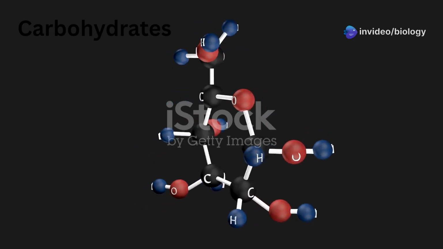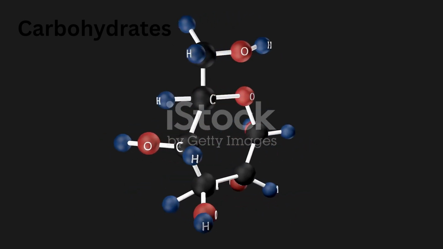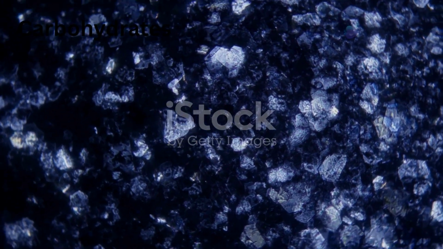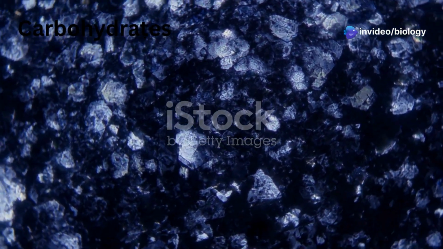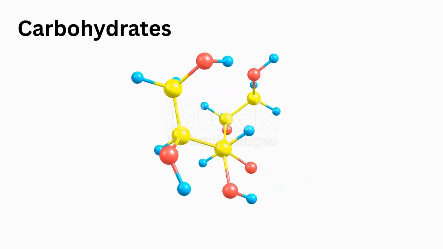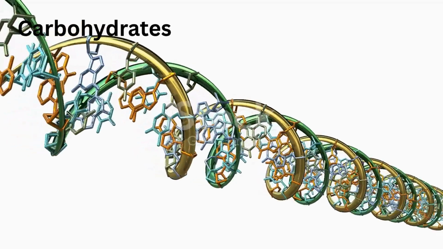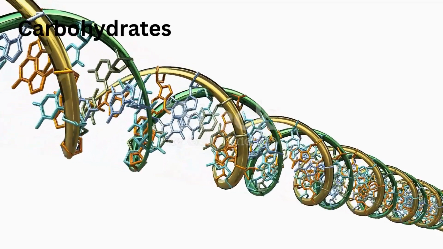Examples: glucose, an aldohexose, is a 6-carbon sugar with an aldehyde group. It's a primary energy source for most living organisms. Fructose, a ketohexose, is a 6-carbon sugar with a ketone group commonly found in fruits and honey. Galactose, an aldohexose, is another 6-carbon sugar found as part of lactose or milk sugar. Ribose and deoxyribose, which are pentoses, are 5-carbon sugars that are crucial components of RNA and DNA.